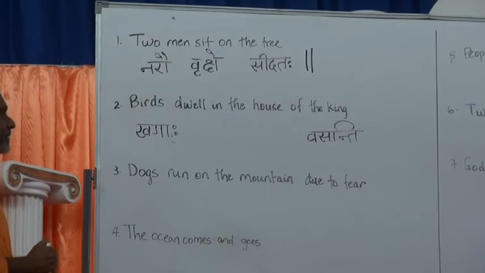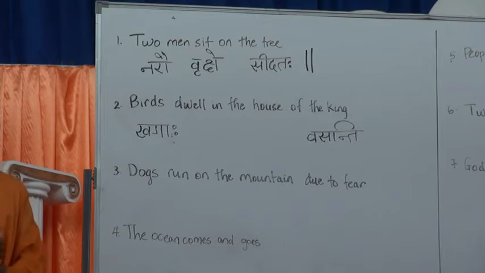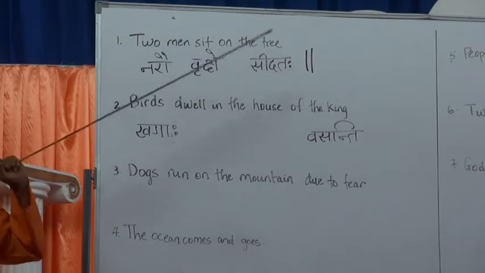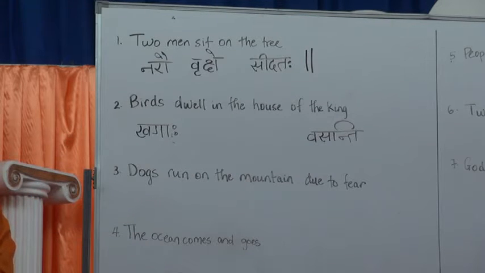So khagaha vasanti. Birds dwell. Birds live or dwell. Okay, so that much you have. Now, where do they dwell? In the house. Belonging to whom? A little bit more complex than the first one, isn't it? They dwell in the house.